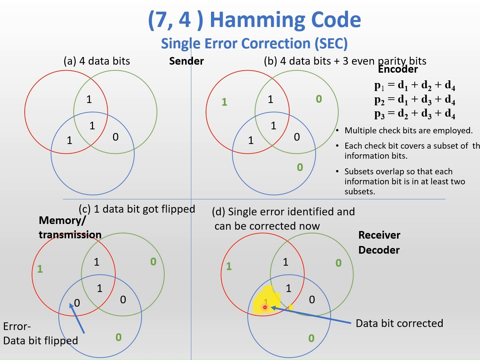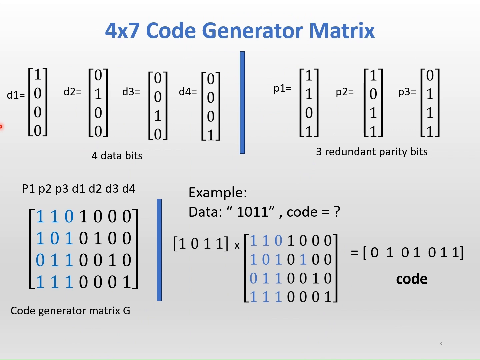Other bits are also common, but this bit is for the green circle also. Only the bit that is common in these 2 circles, that means the parity that is covering this bit, that is the problem bit, and that will be flipped. That 0 will be flipped to 1, to make all the parities even parity. And this is the way the 7,4 Hamming code can do single error correction.